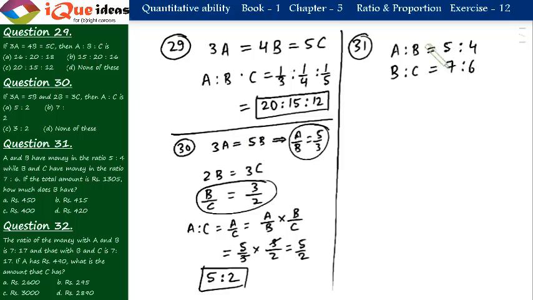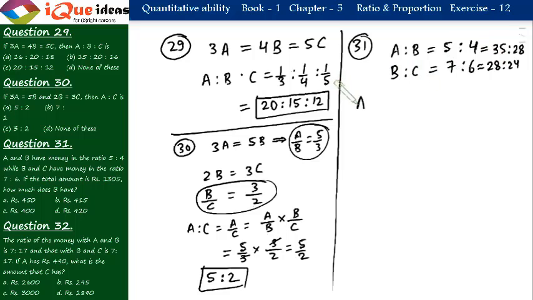Now to combine, again you see B is the common quantity. The values corresponding to B are 4 and 7. So take the LCM of 4 and 7, that is 28, and make both equal to 28. In the first ratio, to make it 28, you will have to multiply every component by 7. So it becomes 35 is to 28. In the second ratio, 7 is there for B, so we have to make it 28. So multiply every component by 4: 7 is to 6 becomes 28 is to 24.